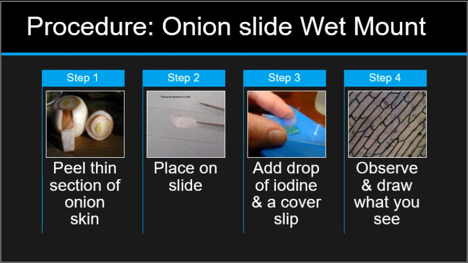So notice what you're going to do. You're going to peel a thin section. You know how the onion has that little thin skin that comes off? That's what you want, that really thin thing. You're going to put it on your slide. You're going to put a drop of iodine. You're going to cover it with a cover slip, and you're going to put it under the scope and take a look at it. The other thing you're definitely doing is you're going to be looking at some animal cells pre-made and some plant cells pre-made. You're going to draw those somewhere in your book. Do you have a place for all that? Yeah.